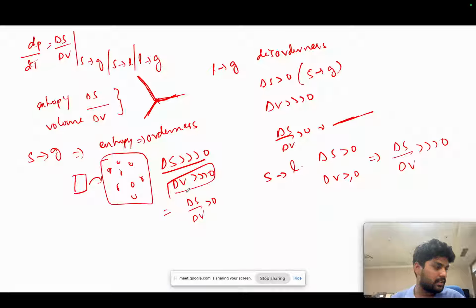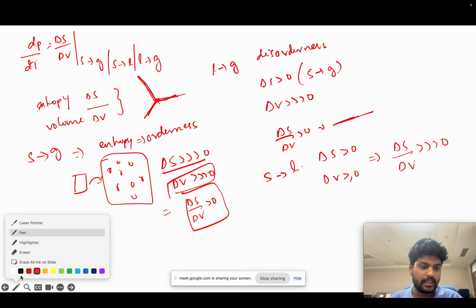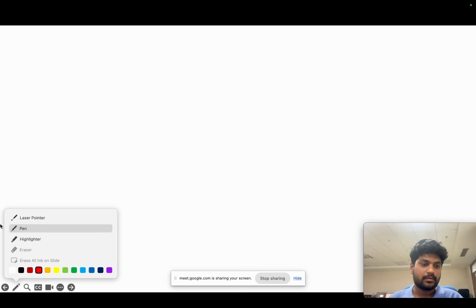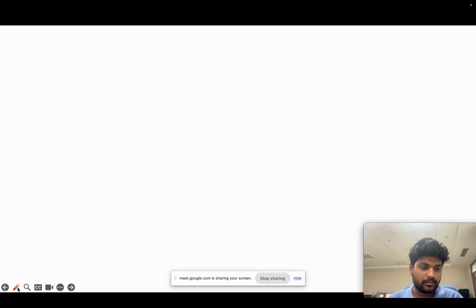So any doubts in these equations? Why these equations came? Sir, can you explain this concept again? Okay, fine. So I will write it here itself. So you understand this equation, right? dP by dT equal to delta S by delta V.